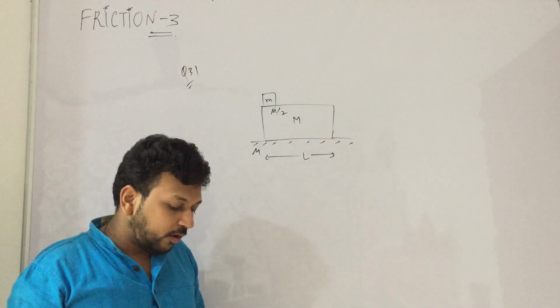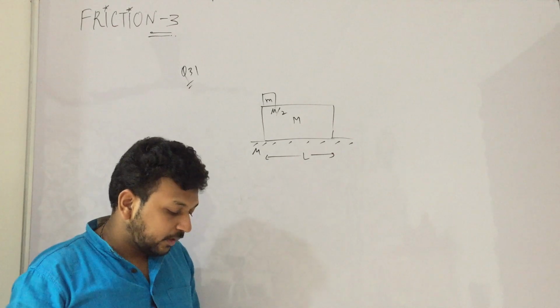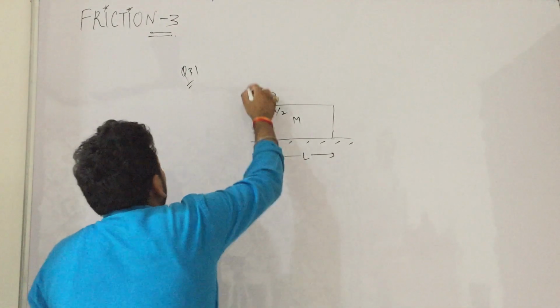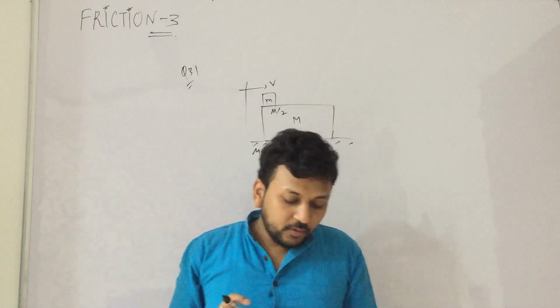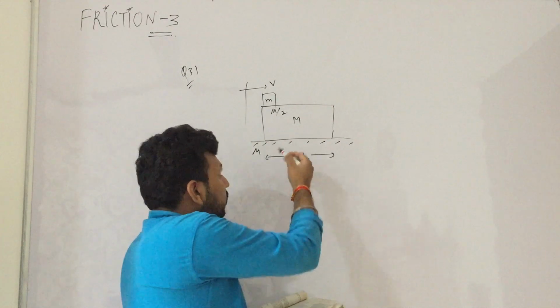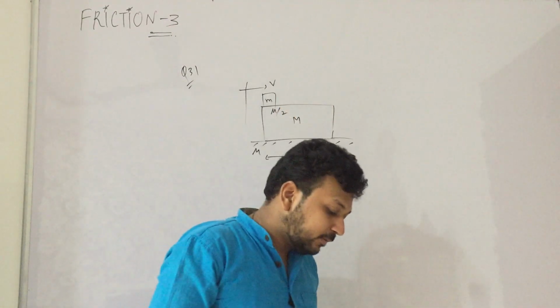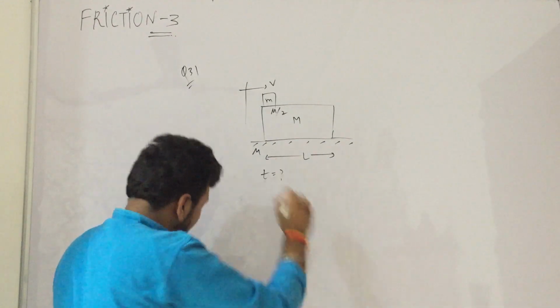A small block of mass small m is kept on the larger block M of length L. The system can slide on the horizontal road. The whole system is started with some speed v. The coefficient of friction between the road and the bigger block is mu, and between the smaller block and capital M is mu by 2. Find the time elapsed before the smaller block separates from the bigger block.